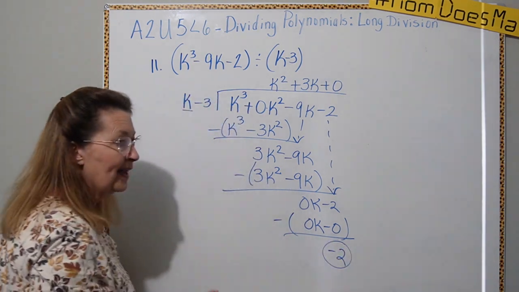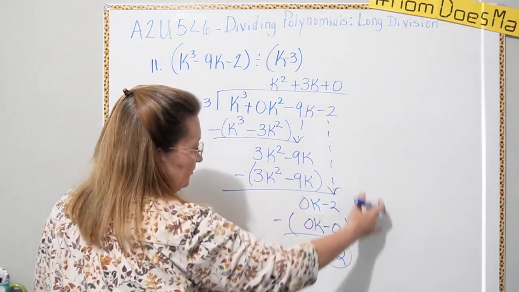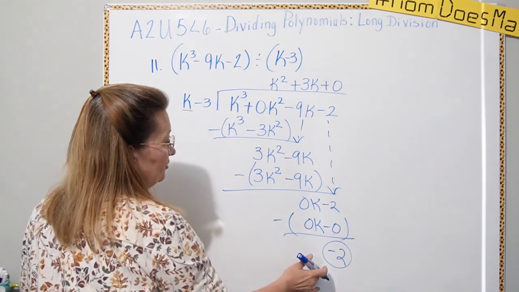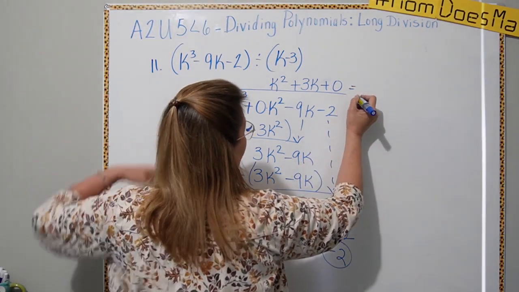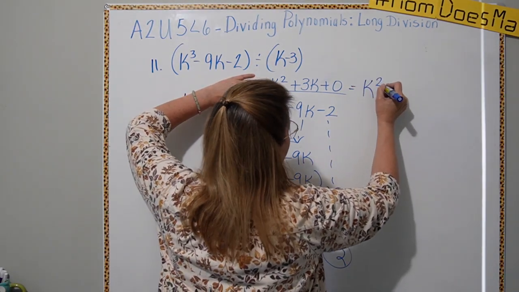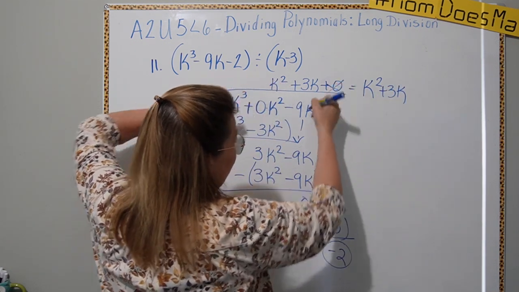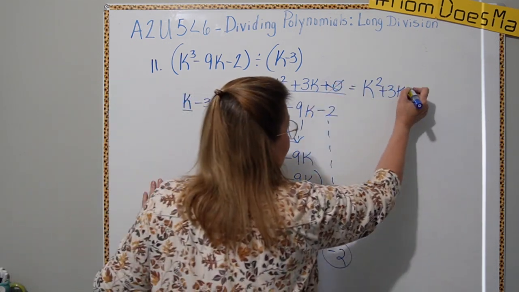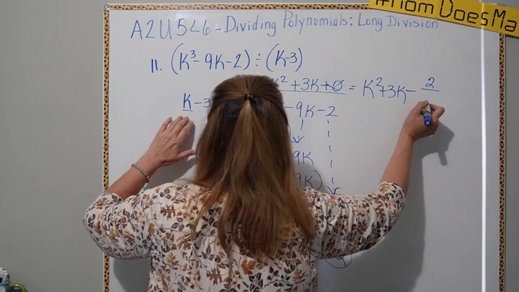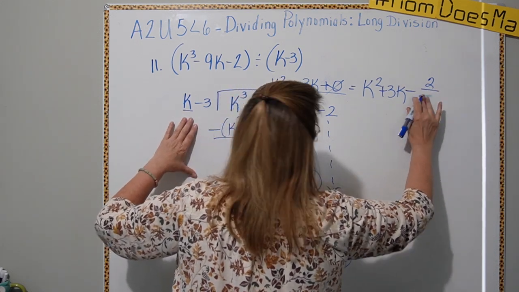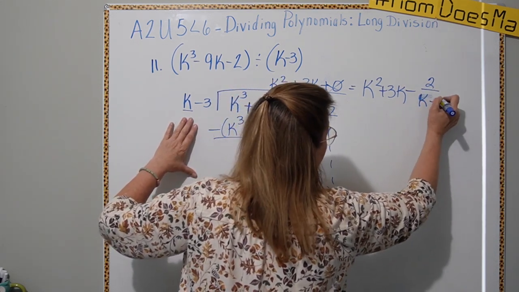Now this is your remainder. See, I don't have any numbers left here to bring down, so this is your remainder. So our final answer on this one is going to be k squared plus 3k. You don't have to write the 0 down, minus 2 over whatever our divisor was, which was k minus 3.